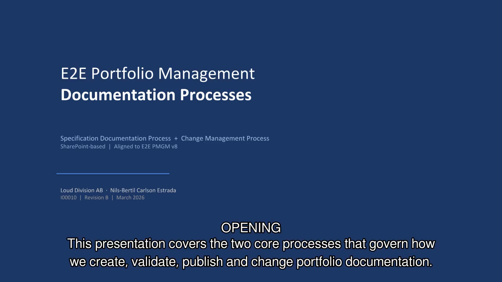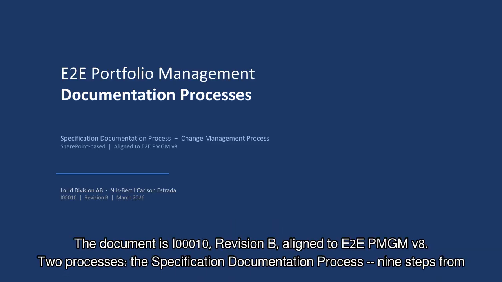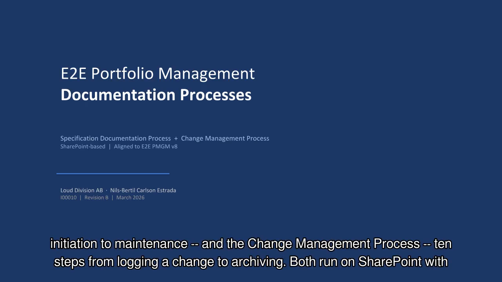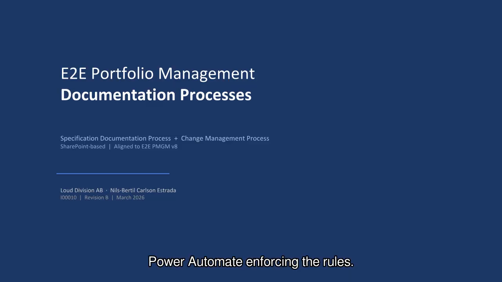Opening this presentation covers the two core processes that govern how we create, validate, publish, and change portfolio documentation. The document is I00010, Revision B, aligned to E2E PMGM V8. Two processes. The specification documentation process, 9 steps from initiation to maintenance, and the change management process, 10 steps from logging a change to archiving.